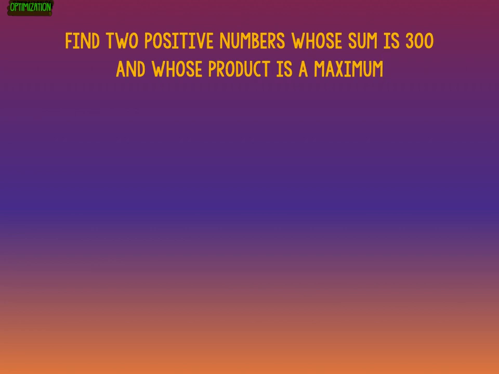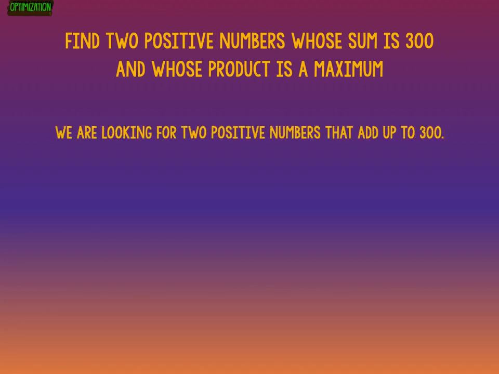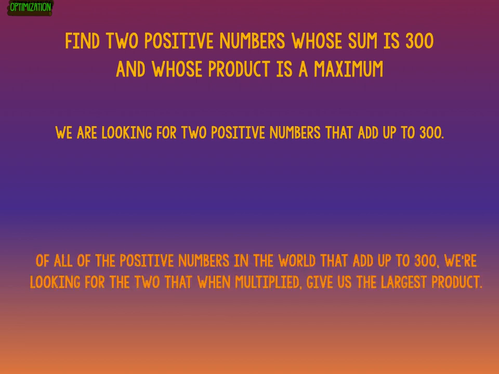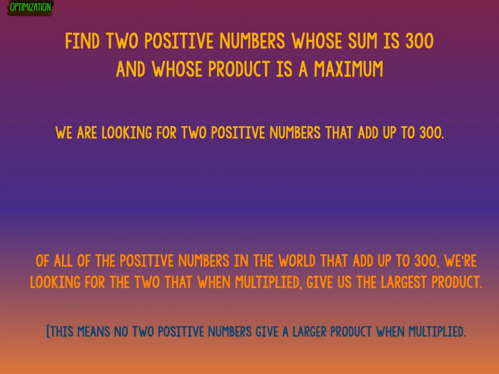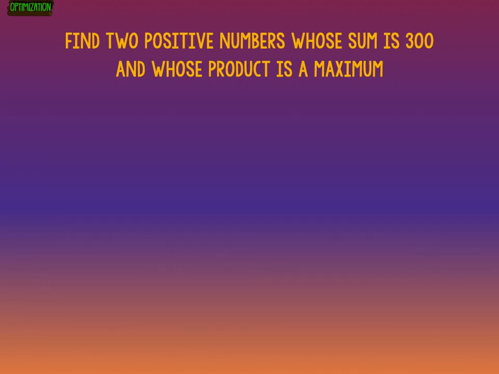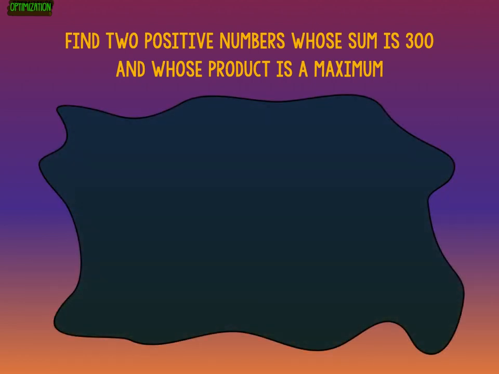So find two numbers whose sum is 300 and whose product is a maximum. So what we're looking for here is a number that when we add it to another number we get 300, but when we multiply those two numbers we get the largest possible number. So of all the positive numbers in the world that add up to 300, we're choosing the two that when they're multiplied together they give us the largest product. That means that no other two numbers are going to give us a larger product when multiplied.